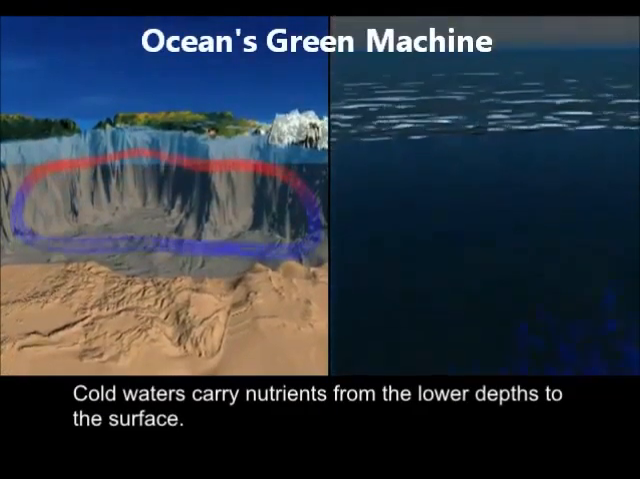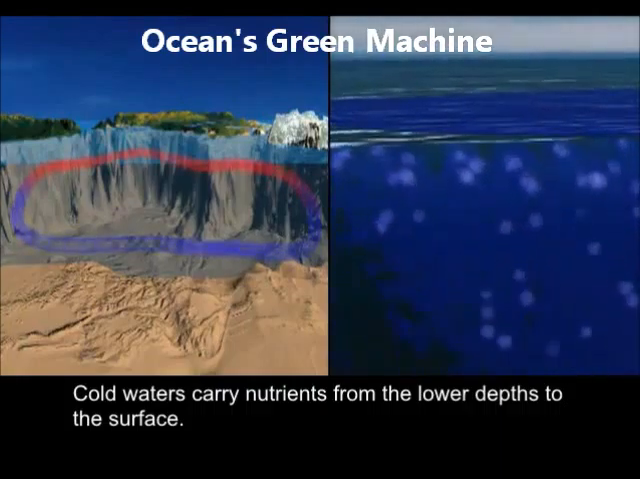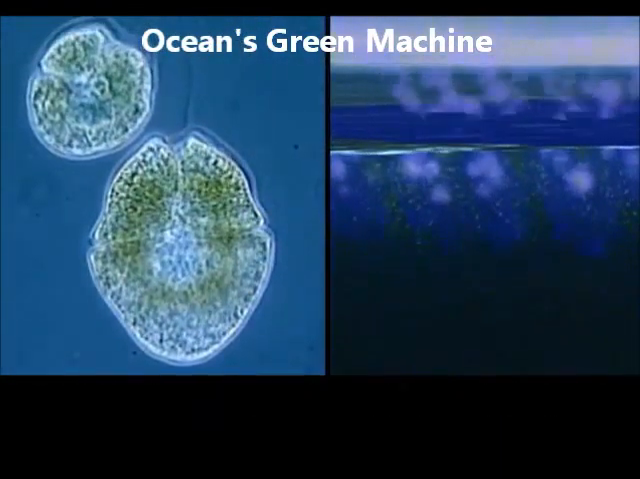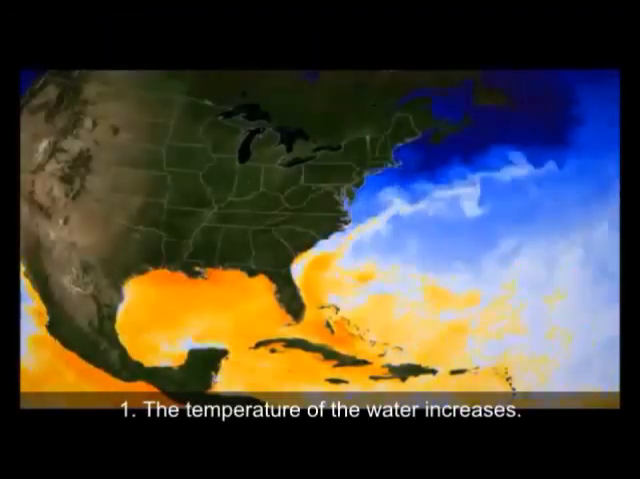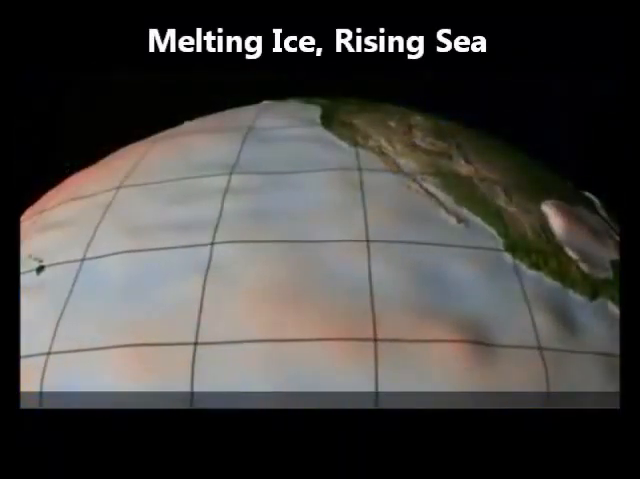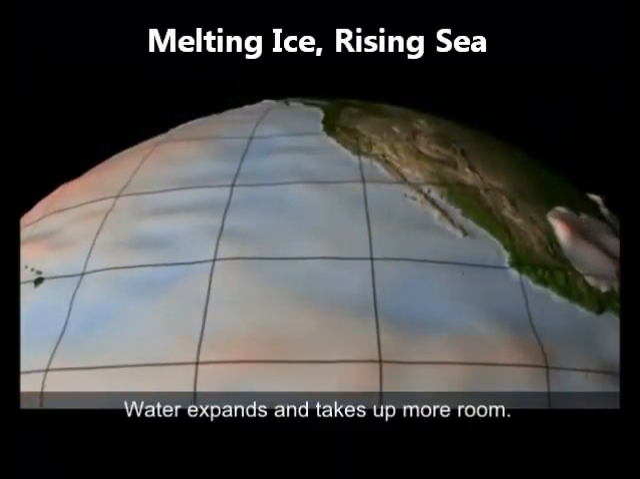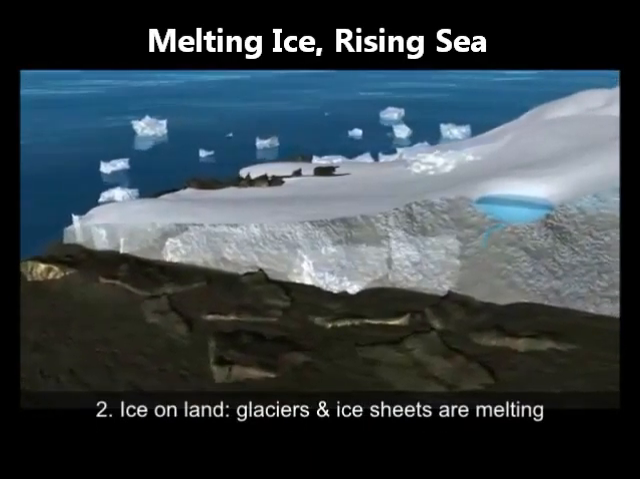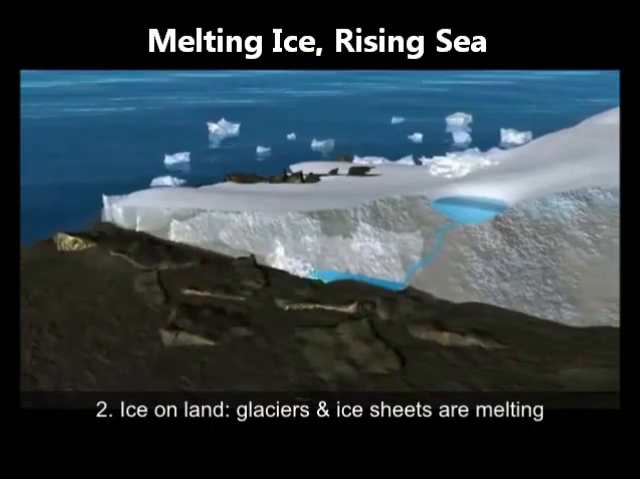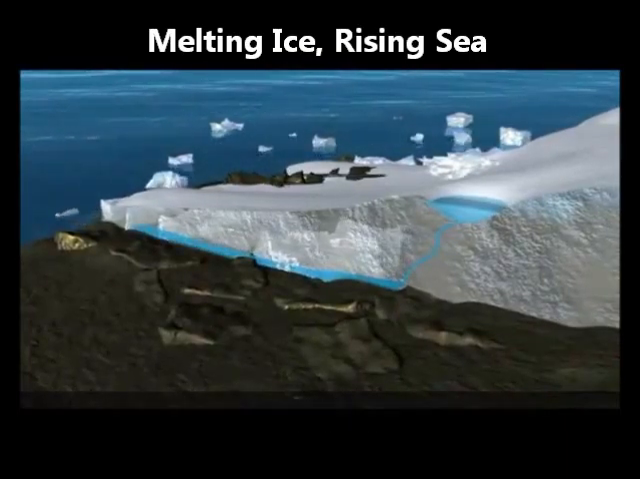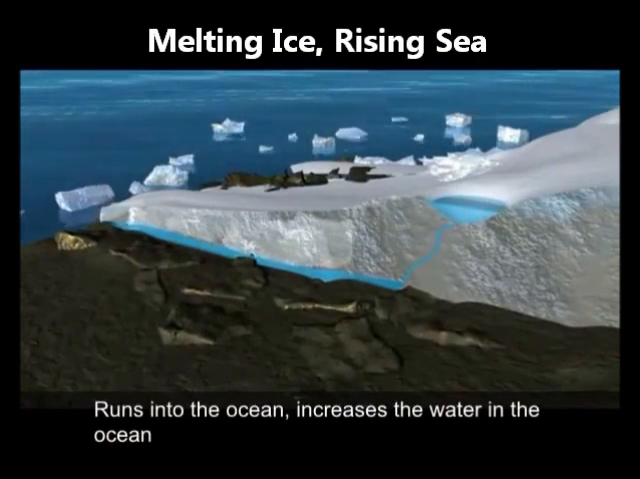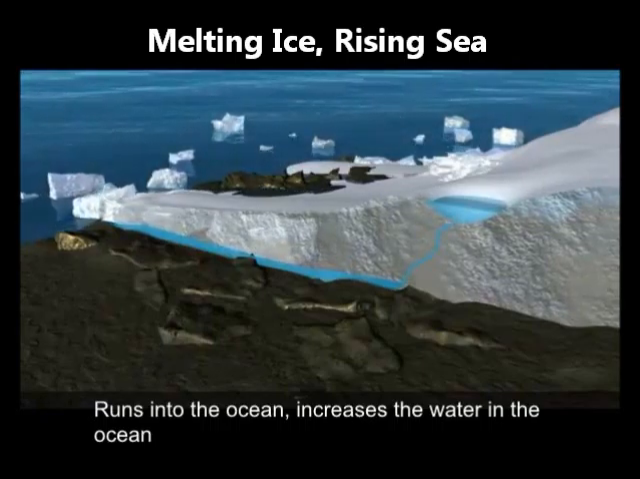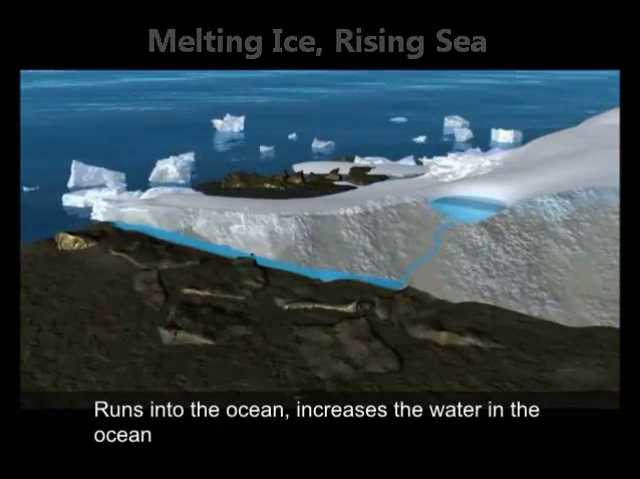Cold waters carry essential nutrients from the ocean's lower depths to the hungry surface plants. As the temperature of the water increases, the water actually expands and takes up more room. The other thing that happens is that ice that was on land in the form of glaciers and ice sheets begins to melt, and as that runs off into the ocean, it increases the water in the ocean, and it actually raises sea level as well.